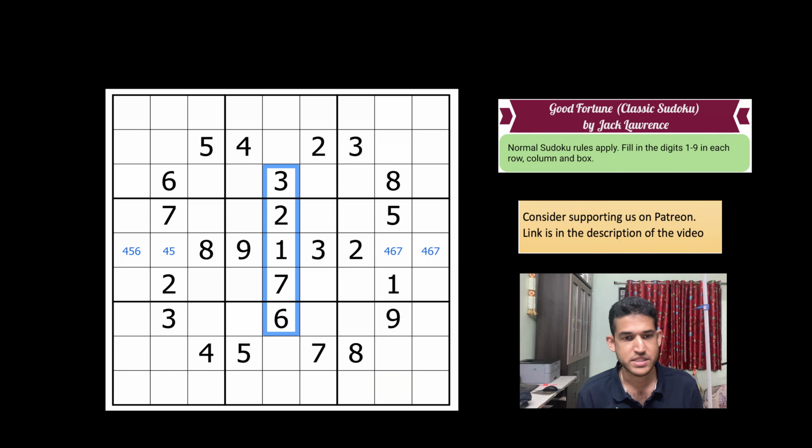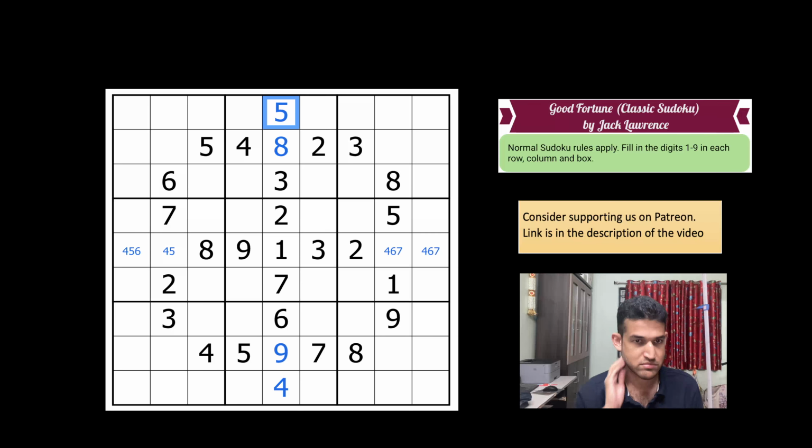1, 2, 3, 6 and 7. So I need 4, 5, 8 and 9. This would be a 9 because 4, 5 and 8 are ruled out. 4 goes here. This would be 5, 8. 5 cannot go here. 8 and 5. 1, 2, 3, 7 and 9. So 5 in this box has to be here. 4 goes here and this would be a 6 and 8.